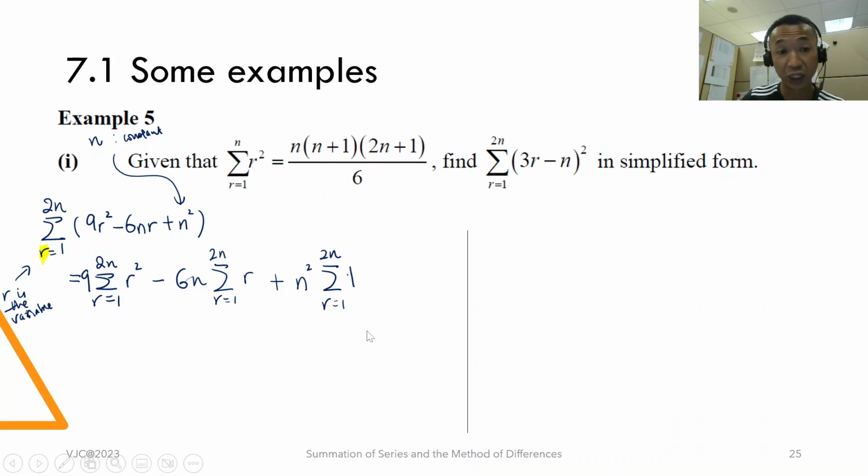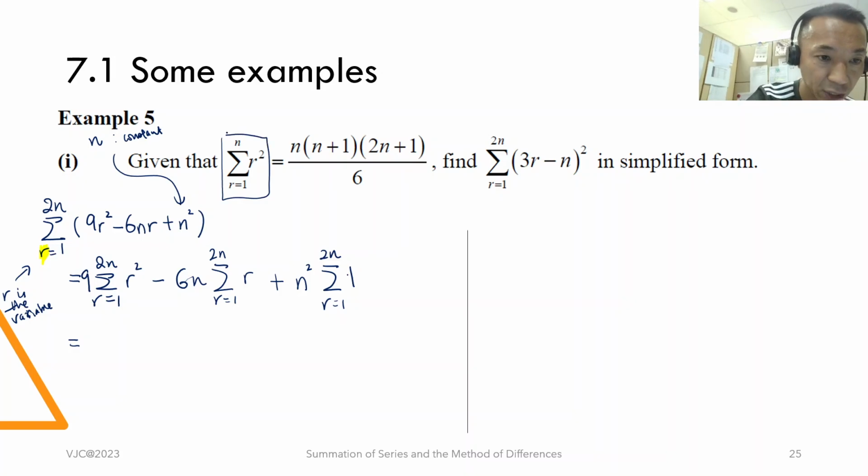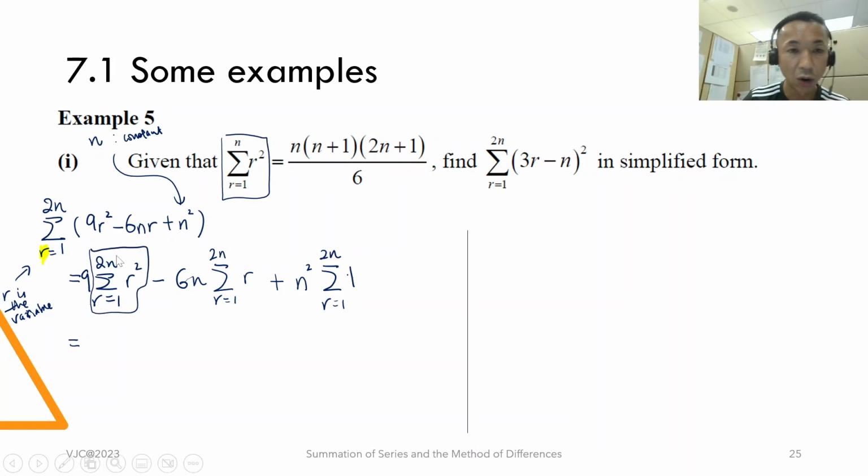This is the killer move actually, right? This is the killer move because n in this case is the constant, n squared is also the constant, where r is the variable, right? From this point onwards here, if you see this one, it is almost the same as this. I say almost because this is n, this is 2n.